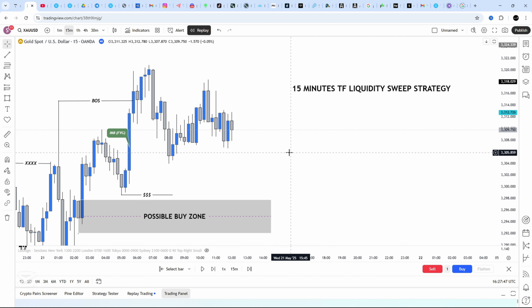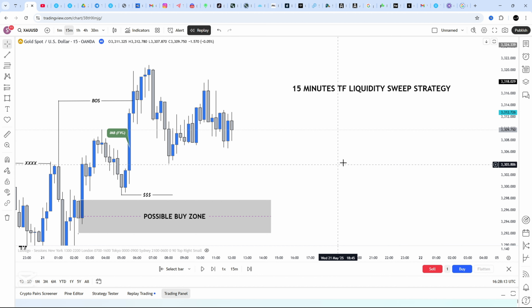So how do we trade a 15 minutes time frame liquidity sweep strategy, and where do we start from? We very well know that the market always moves in uptrends, downtrends, and also in what we call consolidation. When the market is consolidating, of course, it's hunting for liquidity, either up or below, and it will depend on where the market has been going to.